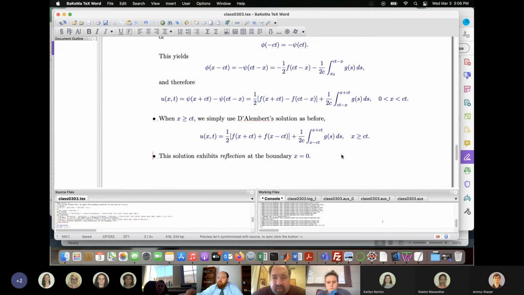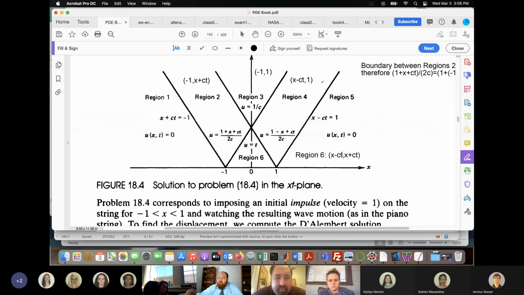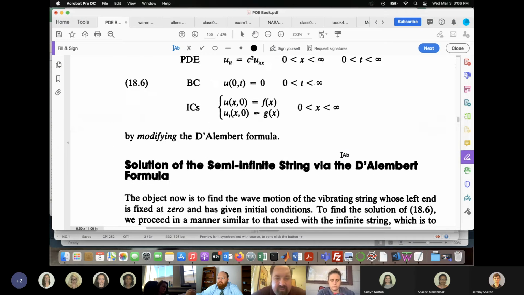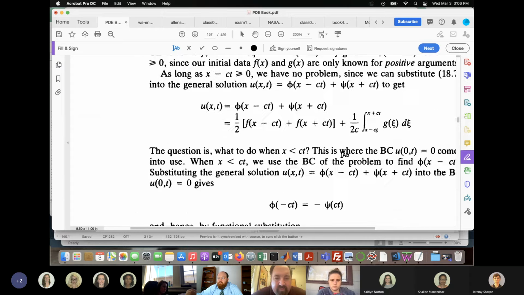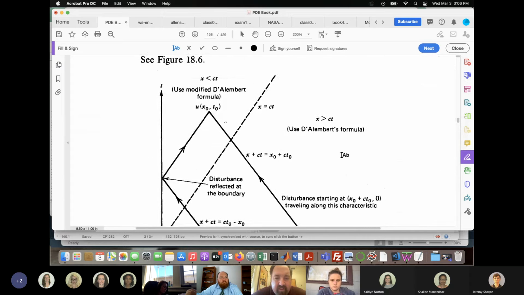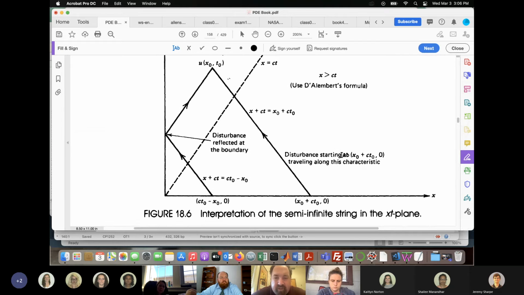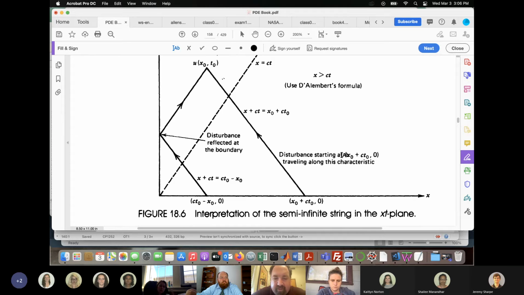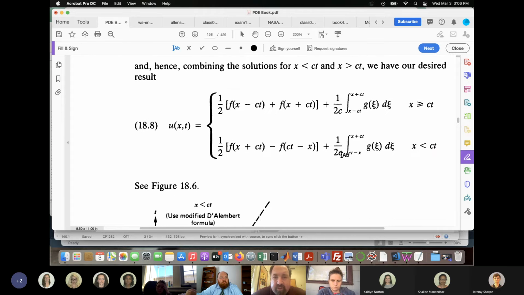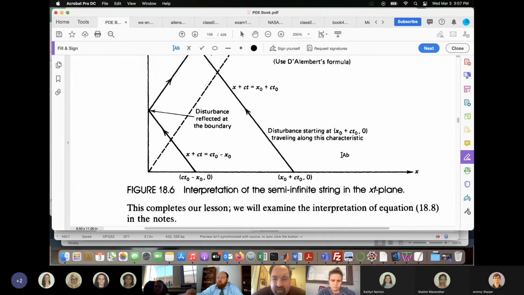So the way this solution behaves, because of this boundary condition at x equals 0, we end up seeing a reflection of waves at the boundary. And I want to see if the book has a picture of this. Yes, we do. So what ends up happening is, okay, this is particular initial data.